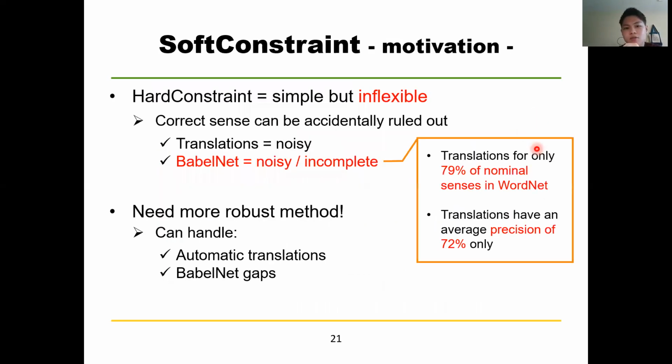Although HardConstraint is simple, it is very inflexible because it can accidentally rule out correct senses due to noise in translations or BabelNet. Actually, it has been shown that BabelNet contains translations for only 79% of nominal senses in WordNet. And such translations have an average precision of only 72%. So we need a more robust method to handle this kind of noise. So we propose our principal method, SoftConstraint.